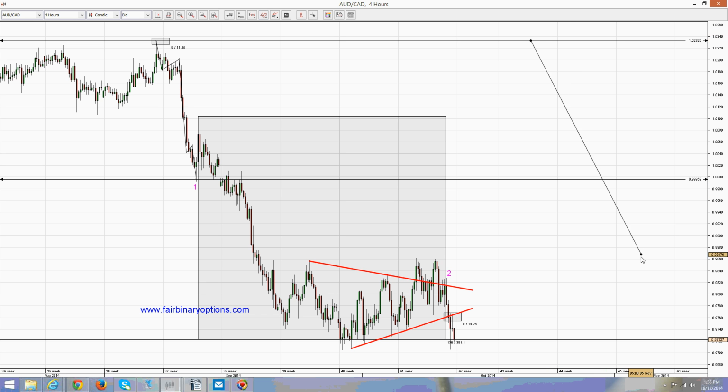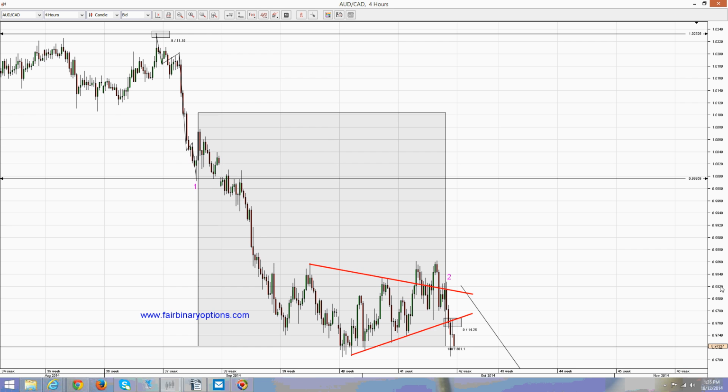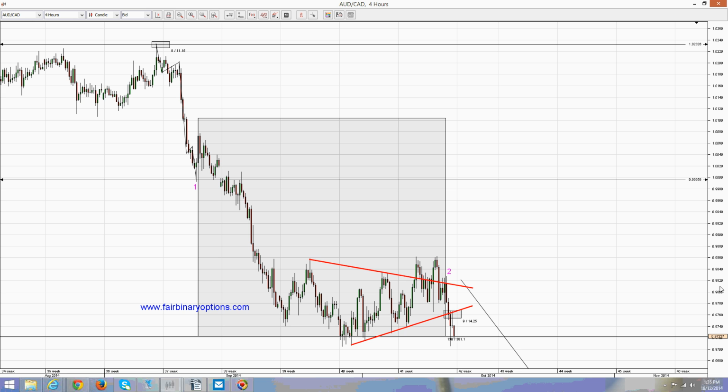So 161.8 would be something like this, projected from the moment the triangle ended, and there you go. We have something like 95, 94.50 for the Australian dollar Canadian. So what to do when you have such a projection to the downside, but you trade by binary options? I'm telling you what, put options on the pair.